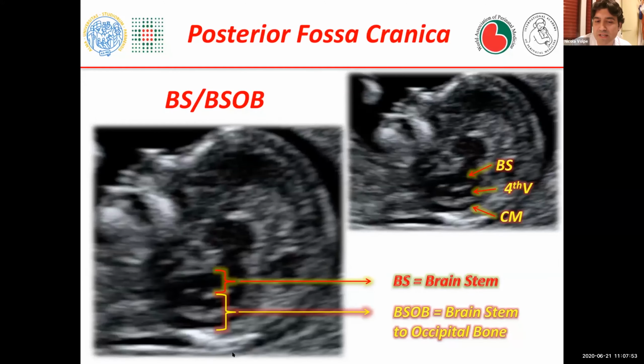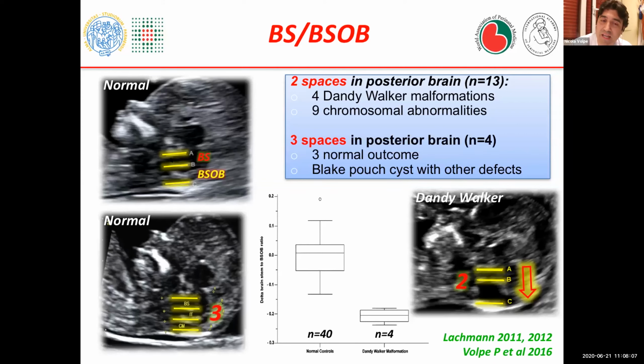It has been published, we have seen already this brainstem to BSOB ratio, and when there is an abnormal ratio of BS to BSOB, it could be either open spina bifida if the brainstem is thick, or if the ratio is abnormal the other way around, with a prevalence of the posterior space, there could be a cystic abnormality of the posterior fossa. In particular, if we see 2 spaces rather than 3, it is much more suggestive of a severe cystic abnormality of the posterior fossa. And these are the main authors that have been studying this.